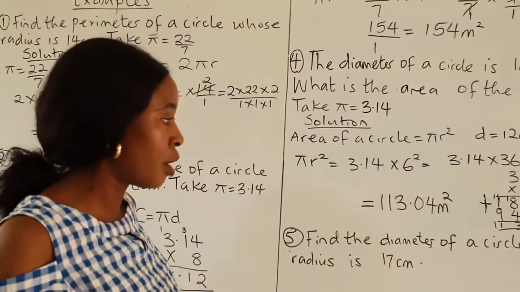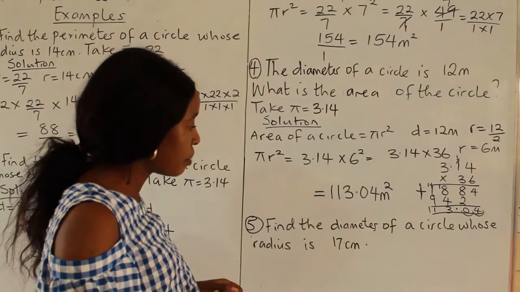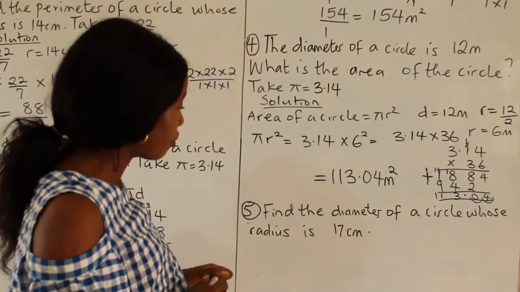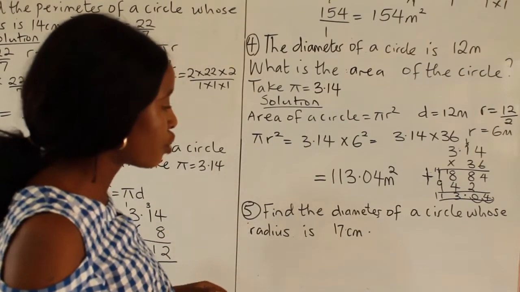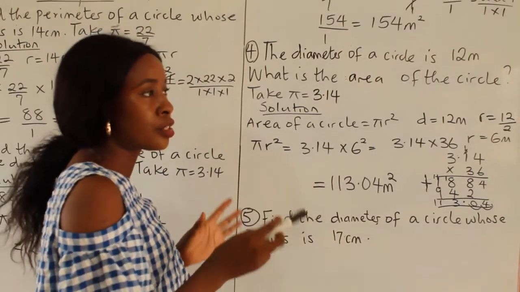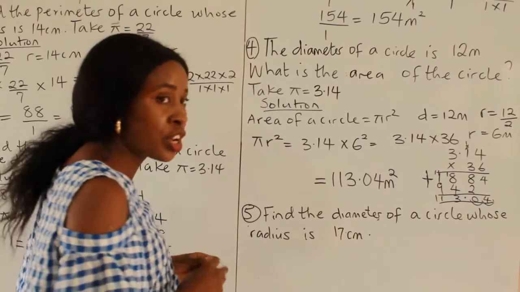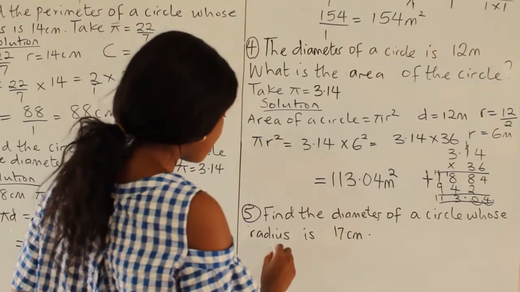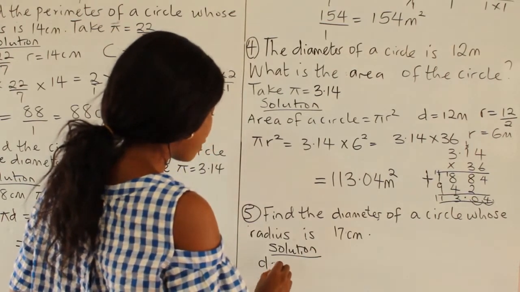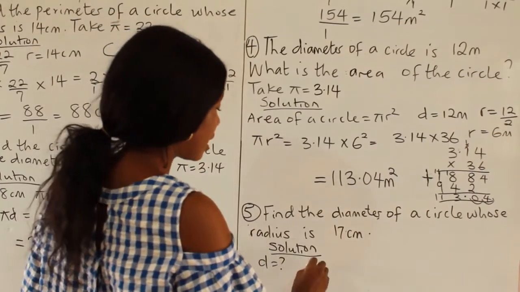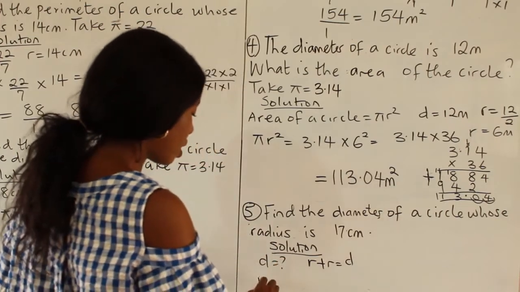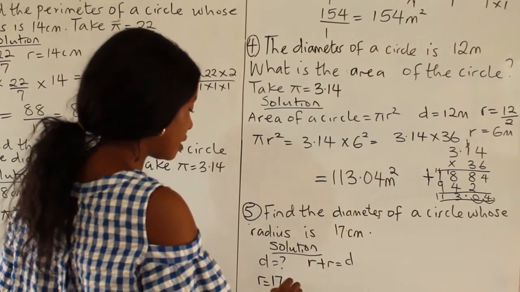And then question number 5. Find the diameter of a circle whose radius is 17 centimeters. Remember that when I was explaining the structure of a circle, I mentioned that radius plus radius equals diameter. This question asks us to find our diameter. And from this question, our radius given is 17.